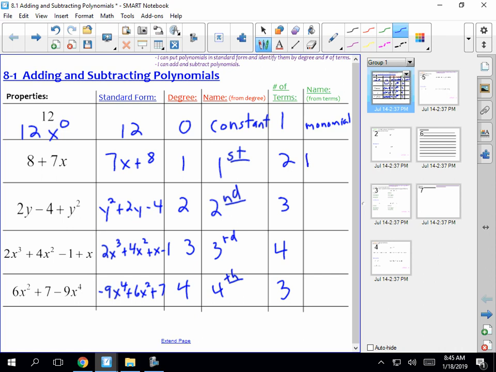2 terms is binomial, like a bicycle. Binomials are like riding a bike. It's the monomials that are hard.